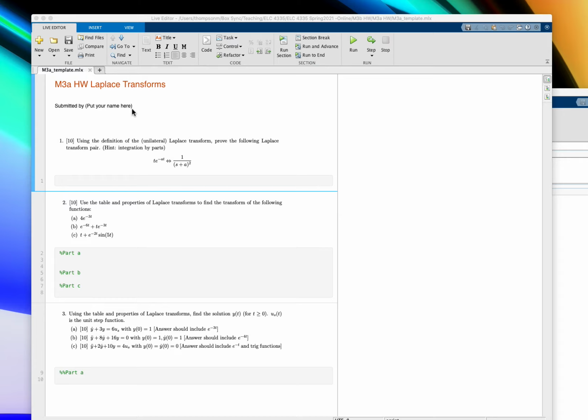All right, so the first, here's the template. It's basically putting the homework into a live editor file. So that's the cool thing about live editors. You can put images and that sort of thing in there to document engineering calculations.